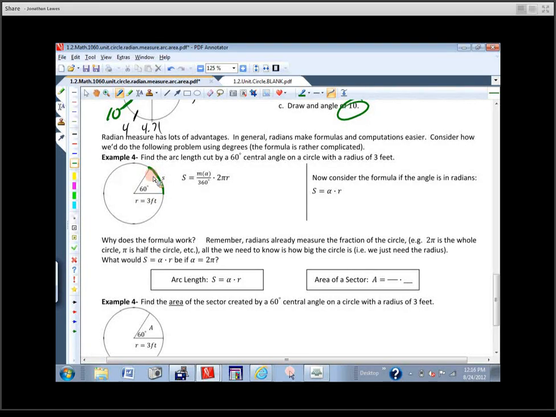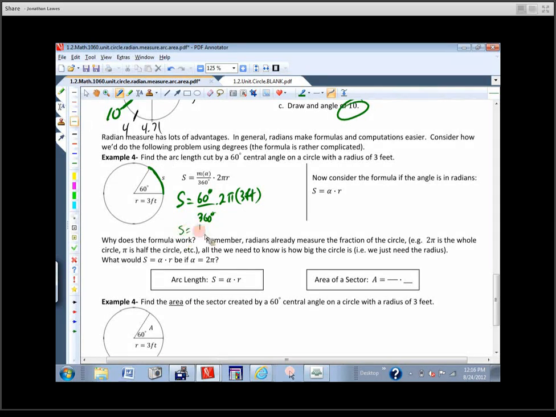If we want the arc length, all we want is how long would a string have to be to stretch from here to here? Well, the formula, if we do this in degrees, is kind of ugly, because you have to do this. The arc length, and we use S for arc length, you have to put the measure of the central angle over 360, and then we times that by 2 times pi times whatever the radius is, and the radius is 3 feet. That's how you do that problem right there.